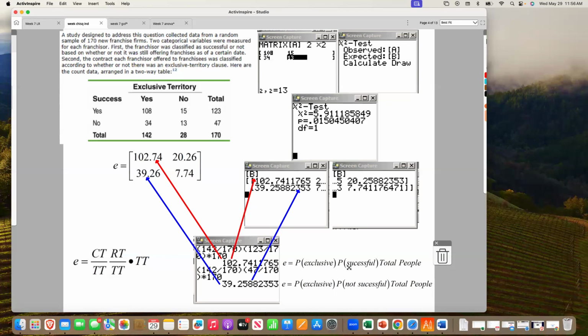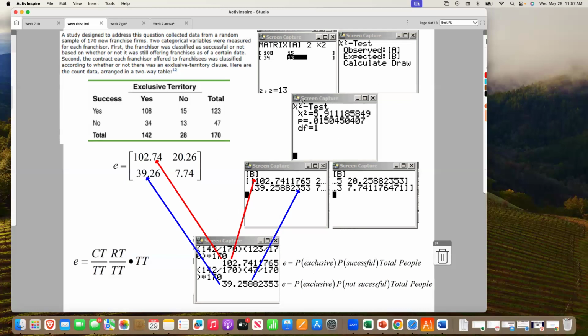And then to get the expected count, I just multiply by the total number of people. So probability of being exclusive and successful times the total people. And if you look at that, I have that calculation here, 142 divided by 170, 123 divided by 170 times 170. And mathematically, I think it's pretty obvious that these, let's say these two 170s cancel out. We are back to column total times row total divided by total, right? Because the 170s or the total totals cancel out. And I could do that again for another one, which I'm not going to do. You can see that here. But I'm just showing you kind of where these things are calculated from.